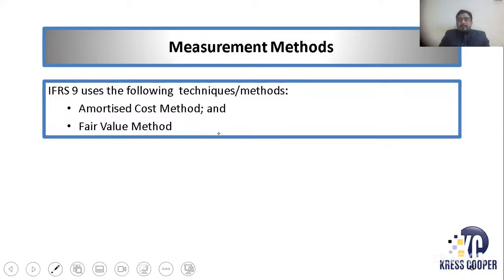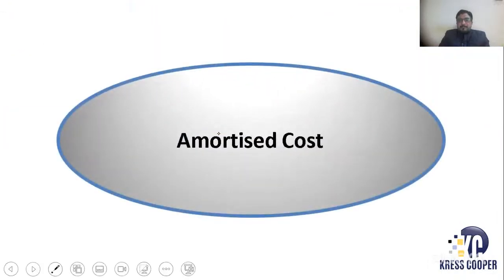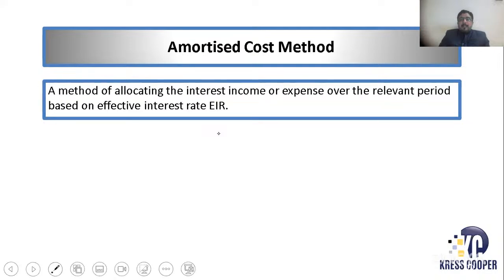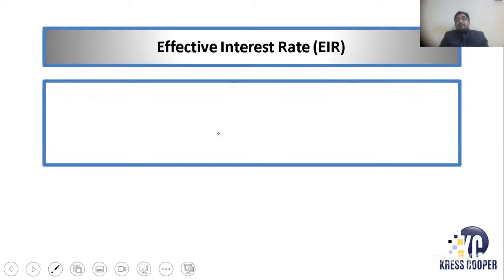Amortized cost method is the method which is based on effective interest rate. In this, we allocate the financial income or the financial expense, meaning interest involved in that financial instrument, using the effective interest rate. The question arises, what is this effective interest rate?